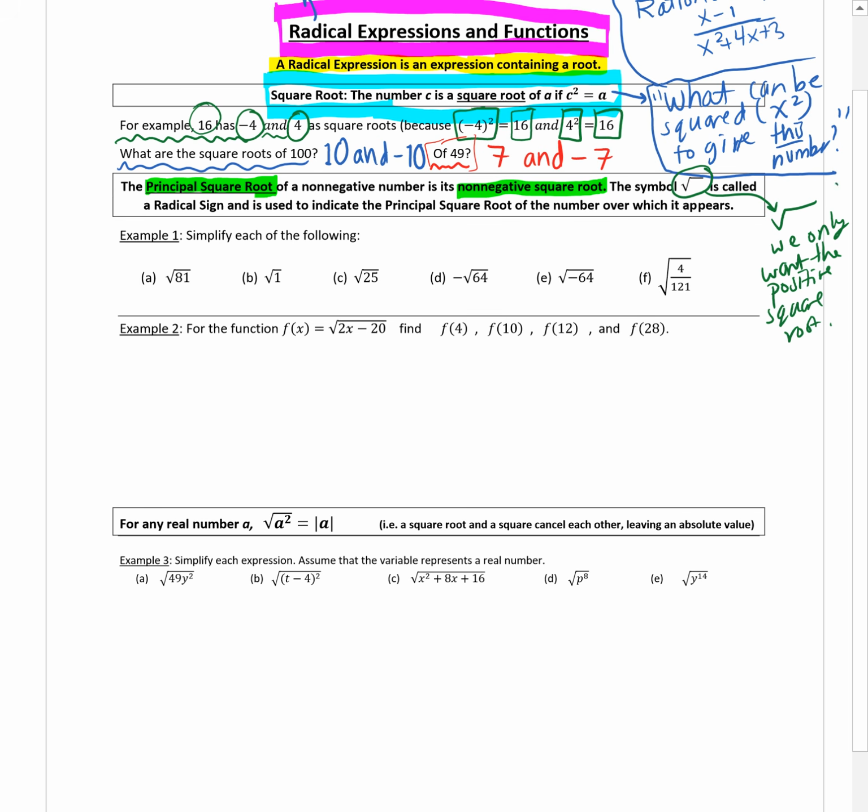So that's what we'll be doing from now on. Although we know there are two answers, there are actually two square roots to every number. When you see that symbol, we're just going to say, alright, look, we know there are two square roots, just give me the positive one, that's all I want.